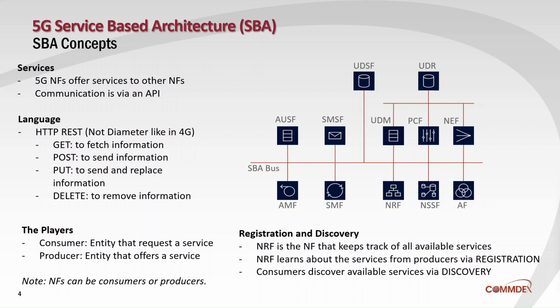The network functions that expose their services are called producers, and those that utilize their services are called consumers. Most network functions typically perform both of these roles. The 5G architecture can be depicted in an SBA or service-based architecture form as shown in the diagram, or in a point-to-point reference form similar to 4G.